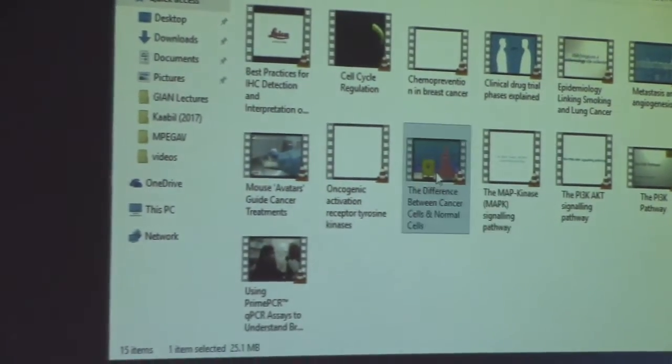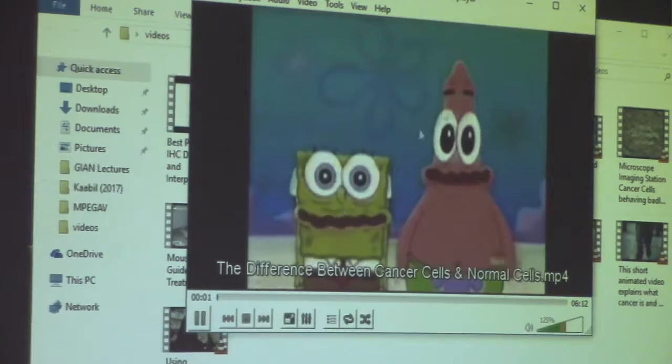Okay, first is the cell culture, normal and cancer cells in culture.